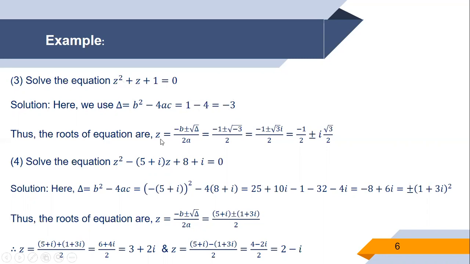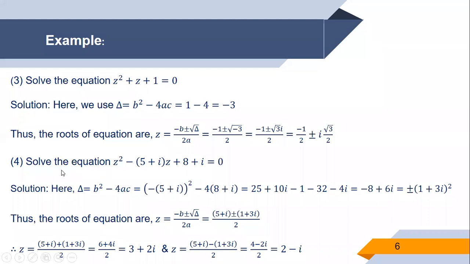Thus the roots of the equation: z is equal to, the formula is, minus b plus or minus root delta upon 2a. That means minus 1 plus or minus root minus 3 upon 2. And therefore root minus 3 is nothing but root 3 into i. So minus 1 by 2 plus or minus i into root 3 by 2. So if any complex equation, that means a second degree polynomial, is given, then we use the delta method and the formula z is equal to minus b plus or minus root delta upon 2a. And using this formula, we find the roots of the equation. Now next example. Solve the equation. This third example is very simple.